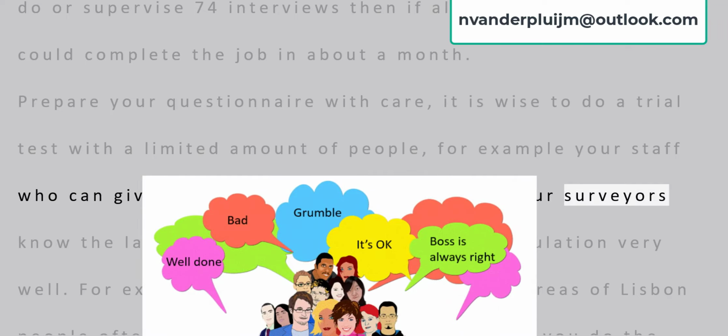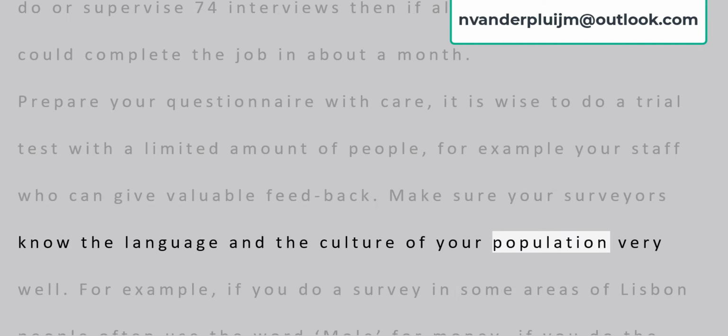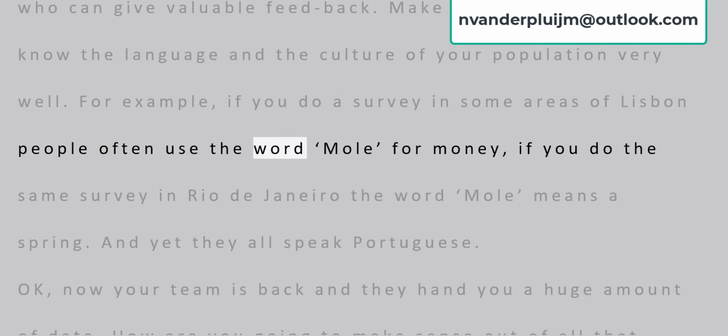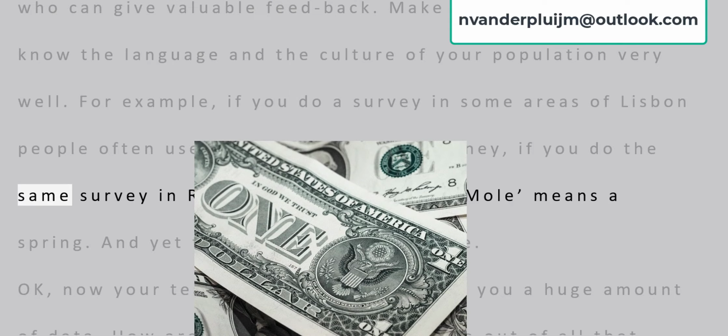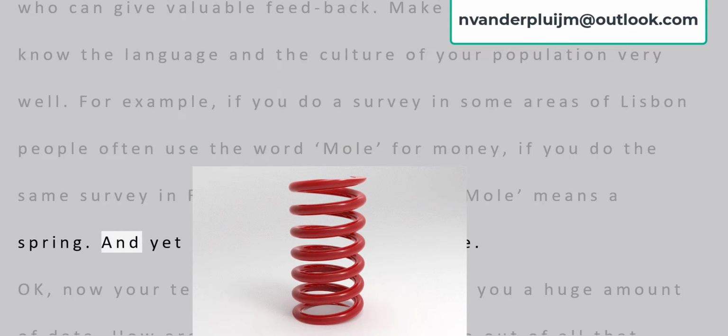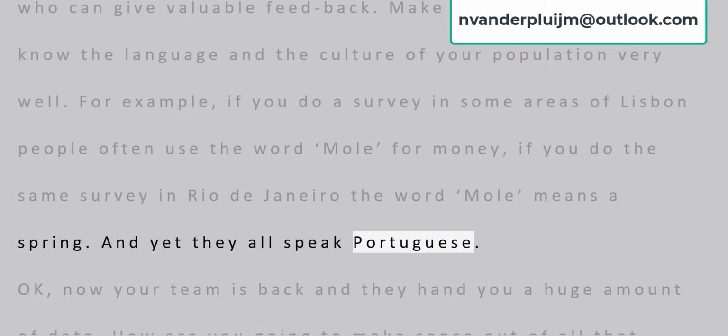Make sure your surveyors know the language and the culture of your population very well. For example, if you do a survey in some areas of Lisbon, people often use the word mole for money. If you do the same survey in Rio de Janeiro, the word mole means a spring. And yet they all speak Portuguese.